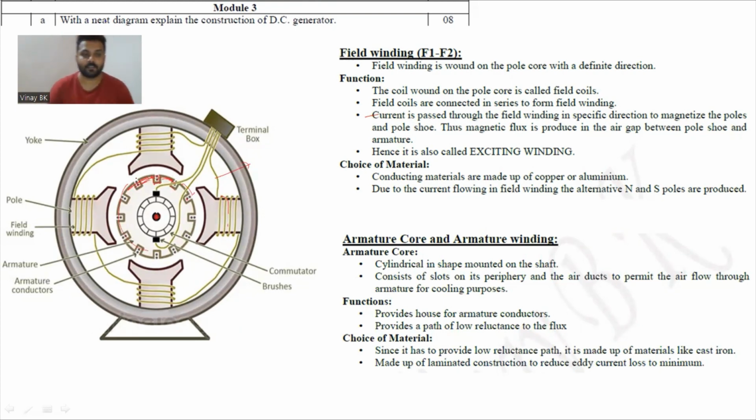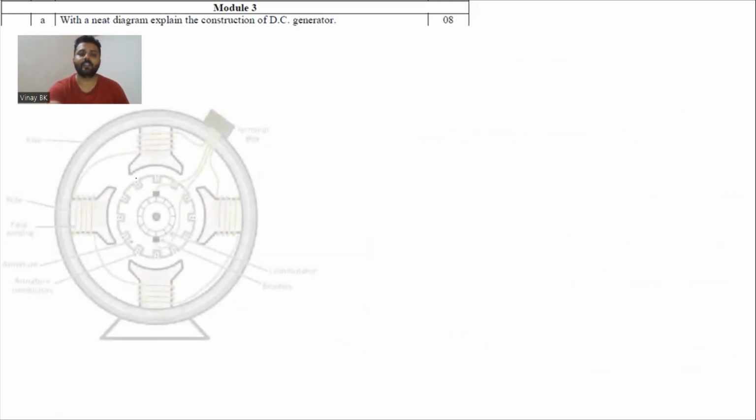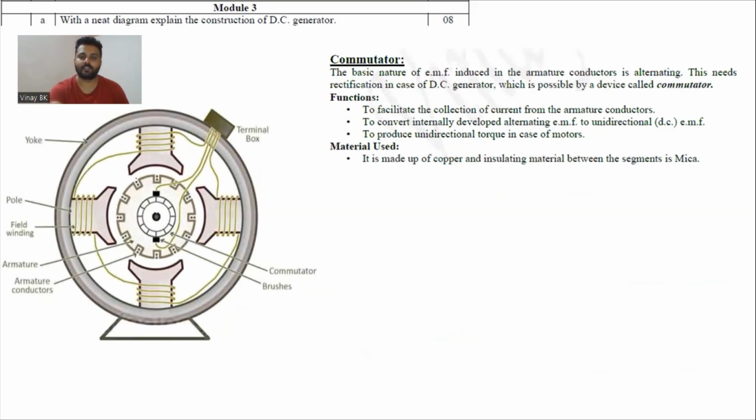So this construction will be laminated to reduce the eddy current losses, or to minimize the eddy current losses. And the next is a very important point, that is the commutator.